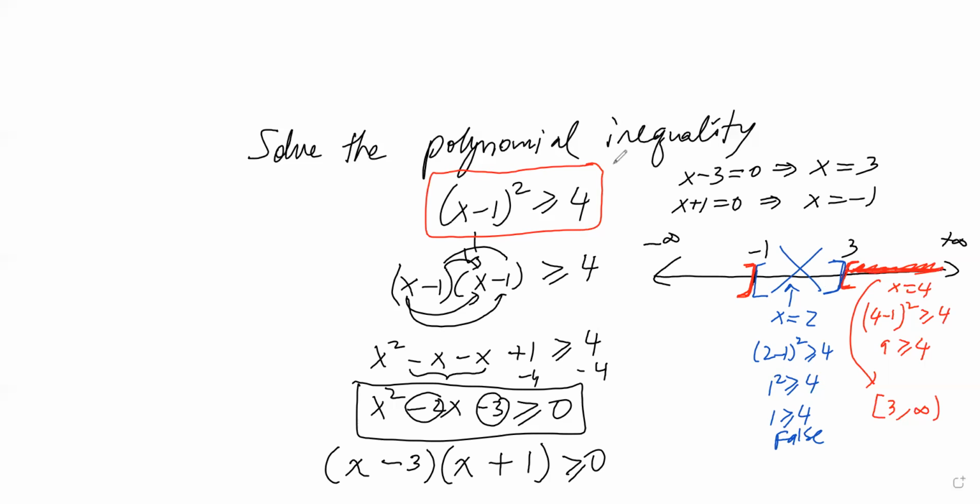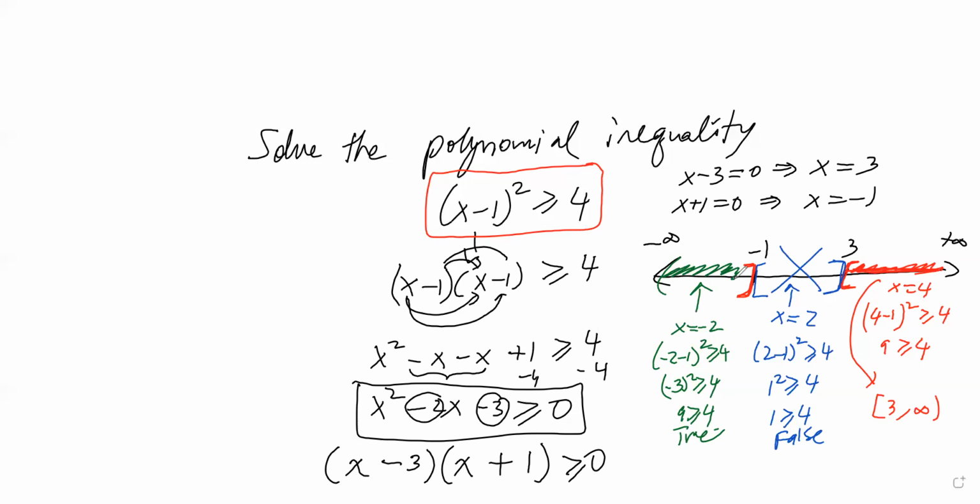And similarly, I will check the last one. And this last one, I'm picking a number here, let's say you pick negative 2, plug it in, so negative 2 minus 1 squared bigger than or equal to 4. That's negative 3 squared bigger than or equal to 4, which is 9 bigger than or equal to 4, and that's true, right? So it did satisfy. So then I take everything here as well.